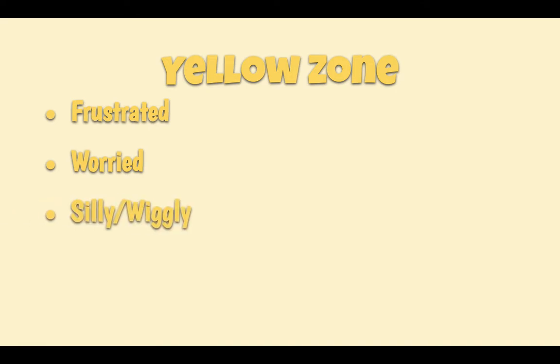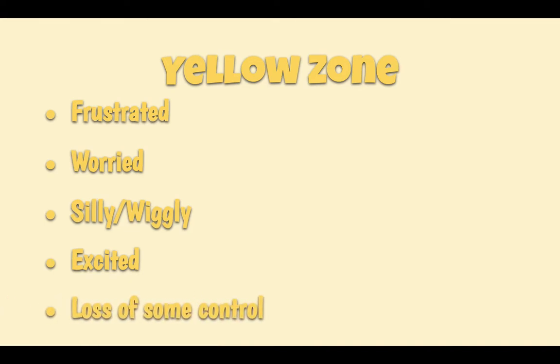Next, we have our yellow zone. And our yellow zone is kind of where we know that we need to slow down a little bit. And so, in our yellow zone, we might see emotions like frustration, you're worried, you're feeling a little silly, you're wiggly, you're having a hard time just sitting and focusing, you're excited, and there might be a loss of some control.